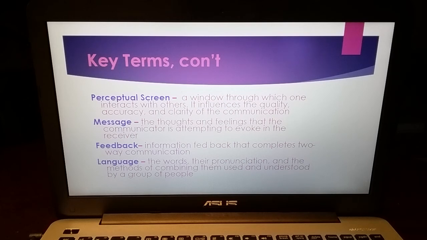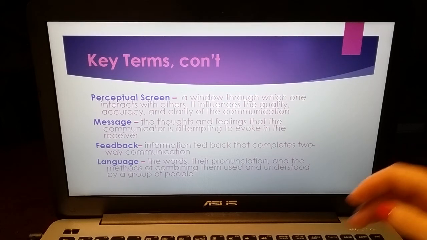There's the message itself that the sender, the communicator, is sending. Feedback is what someone says back to you, or a face they make, something like that. Then language is the actual words that people use, the pronunciation and the words that they use. With the perceptual screen, the other things that influence it are your age, your gender, your values and your beliefs, your culture, individual needs, that kind of thing.